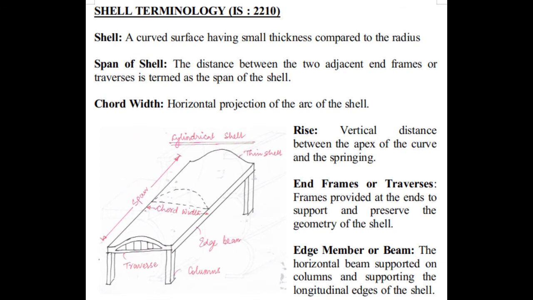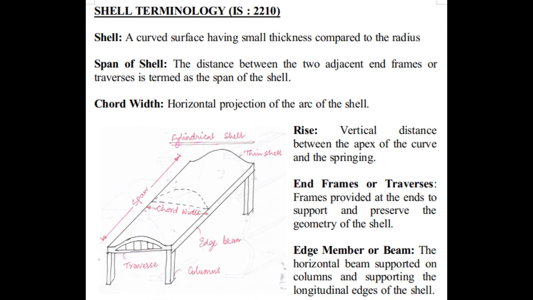Next is the span of the shell. The distance between the two adjacent end frames or the traverses is termed as the span of the shell. You can see the diagram over here. I have shown you the span of the shell. Next is chord width. Chord width is the horizontal projection of the arc of the shell. Then what is rise? Rise is the vertical distance between the apex of the curve and the springing.